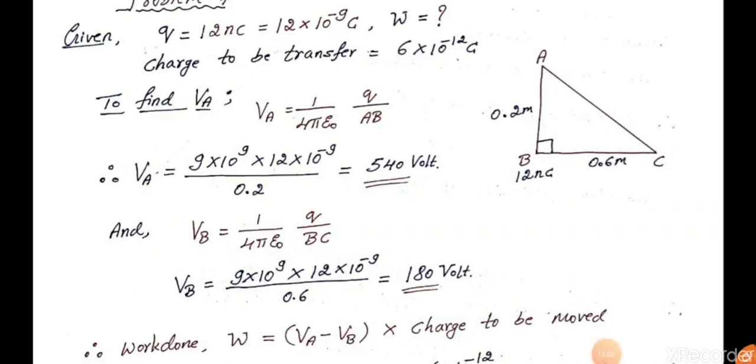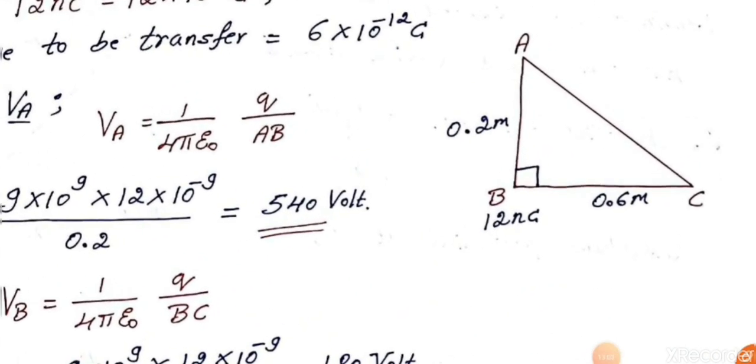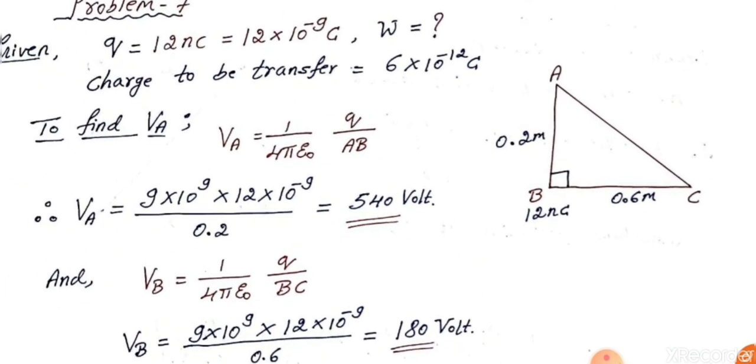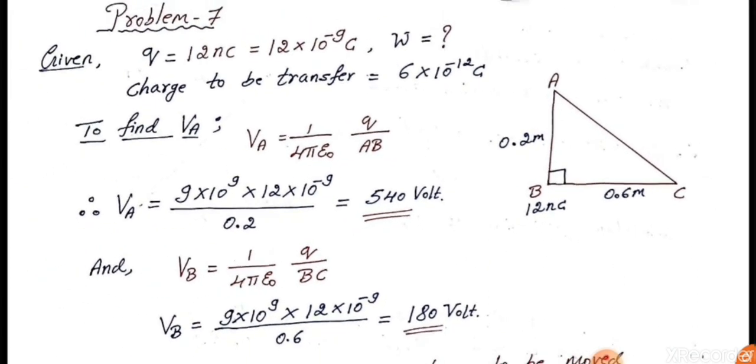Observe the picture. This is the right angle triangle ABC. At B there is a 12 nanocoulomb charge. The side AB is given as 0.2 meter. The side BC is 0.6 meter. Now we have to find the work done required to move a charge from C to A.